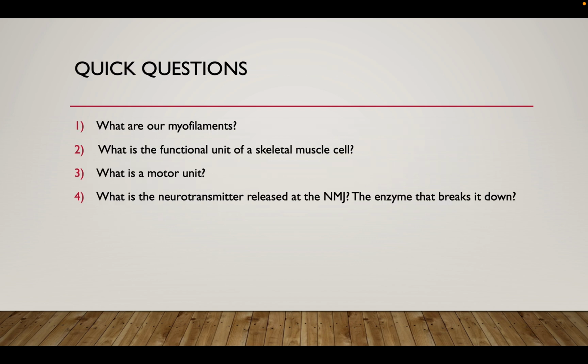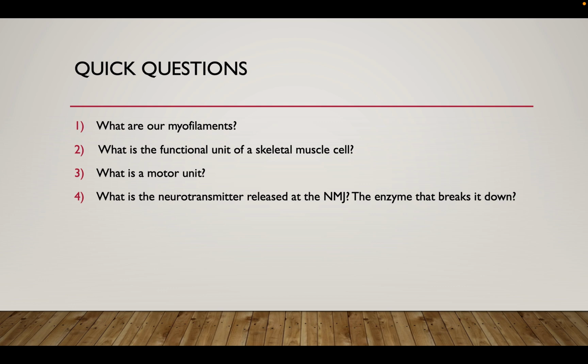So we'll answer some questions here. What are our myofilaments? Our myofilaments are the different things within our myofibrils. So we know that we have thick and thin, actin and myosin. What is the functional unit of a skeletal muscle cell or a muscle fiber? We know that this is the sarcomere, right? And within the sarcomere, it's Z disc to Z disc, or Z line to Z line, and we have those other bands and zones within that. What is a motor unit? Well, a motor unit is the individual motor neuron plus the muscle fibers it innervates.